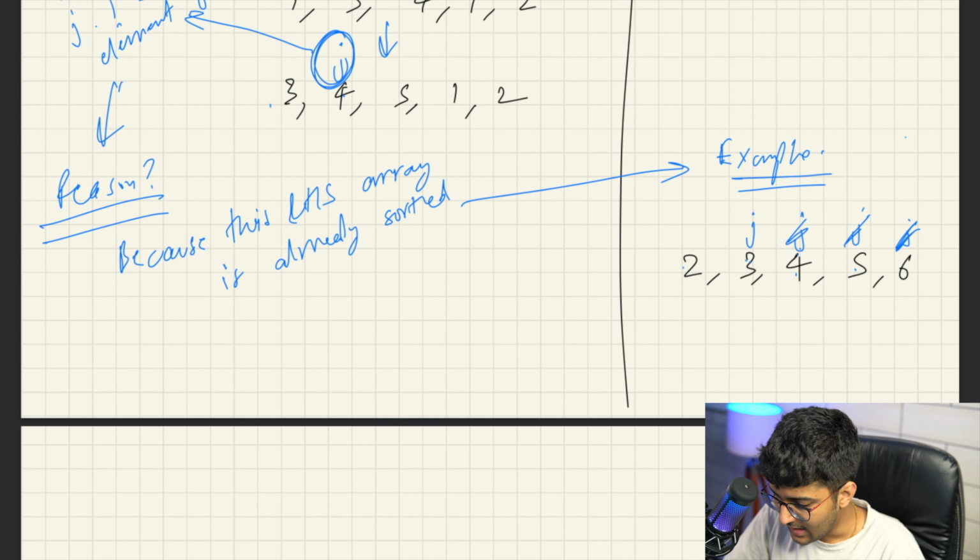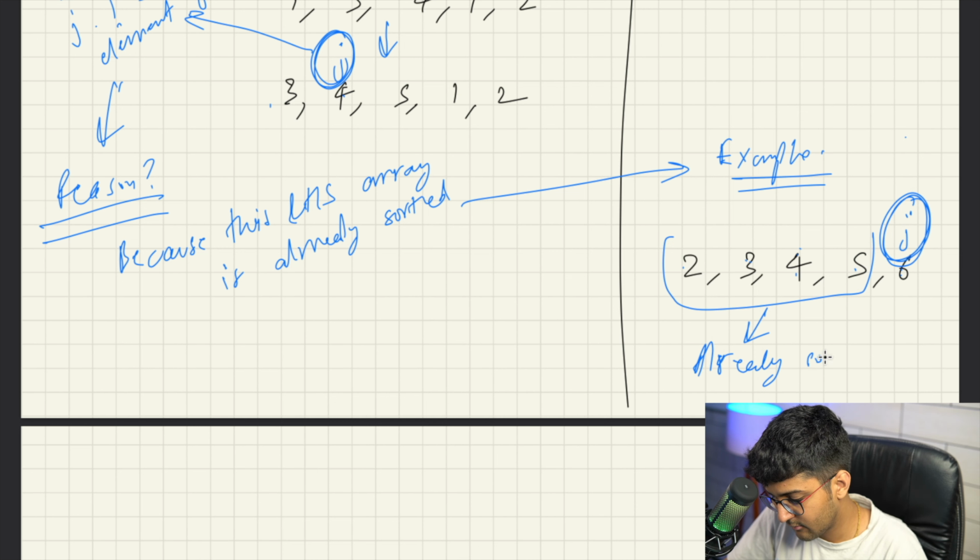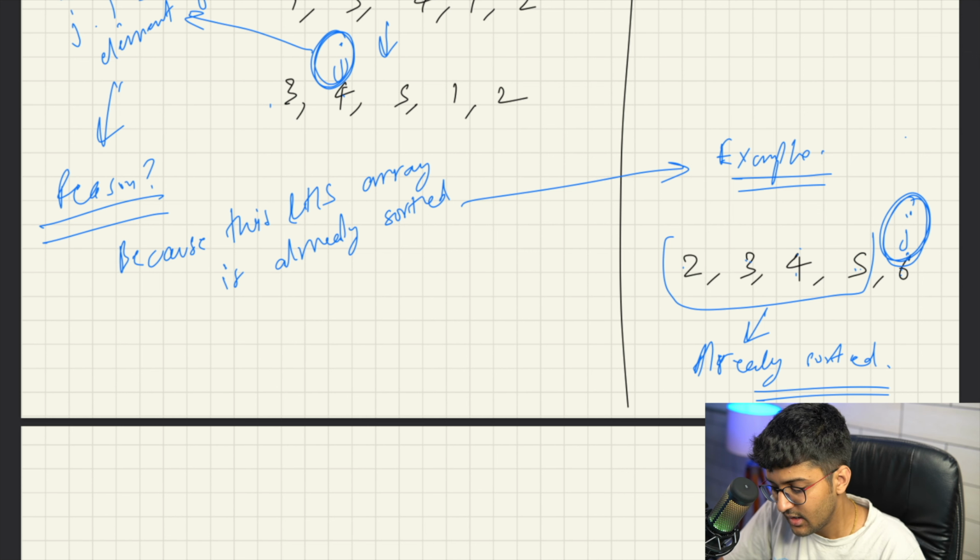No. I know that if I'm checking for j is equal to this, that if this is smaller than this, I always know that whenever j starts new, this is already sorted. Hence, if this j is not smaller than this, it will not be smaller than this, it will not be smaller than this, it will not be smaller than this.